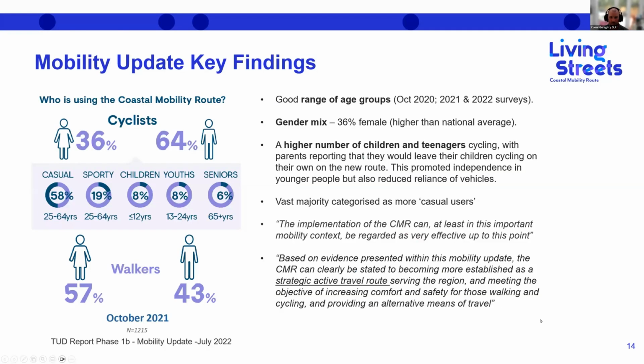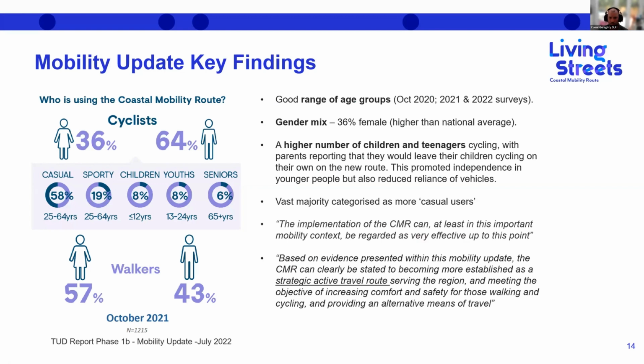Some of the information coming out of the study is that there's a good range of age groups. You can see on the left there that 8% of those are children younger than 12. That's a good indication that children feel comfortable on the route, and it wouldn't be unusual to see primary school children cycling independently along the coast. But also 6% of users are older than 65, so again, it's a route that facilitates older people.